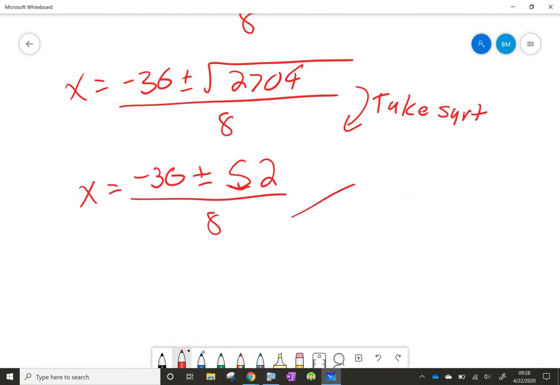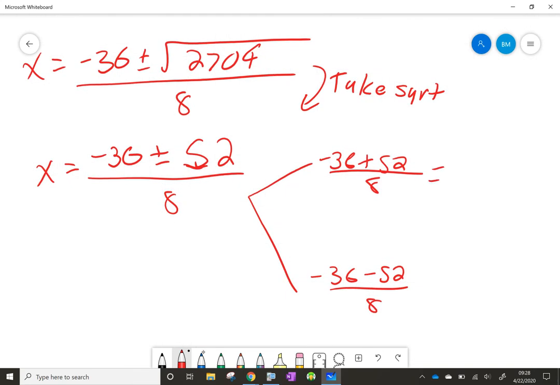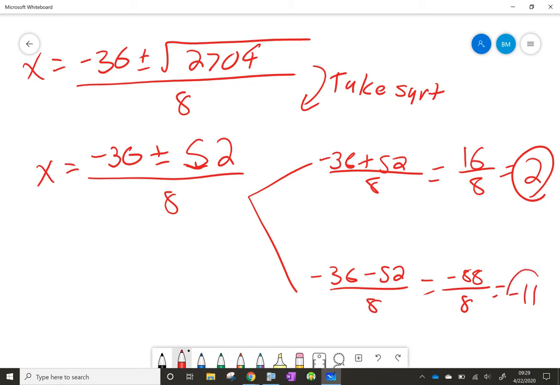Now this is the part where we branch off and do the plus side once and then the minus sign next. So let's focus on the plus sign. We'll have -36 plus 52 divided by 8. And then the minus sign, we'll do that next. -36 minus 52 divided by 8. So we just have to grab a calculator again and work this out. -36 plus 52 is 16. So this would be 16 over 8, which when I simplify becomes 2. And on the bottom, let's subtract those. We have -36 minus 52, which would be -88 over 8, which comes out to be -11.